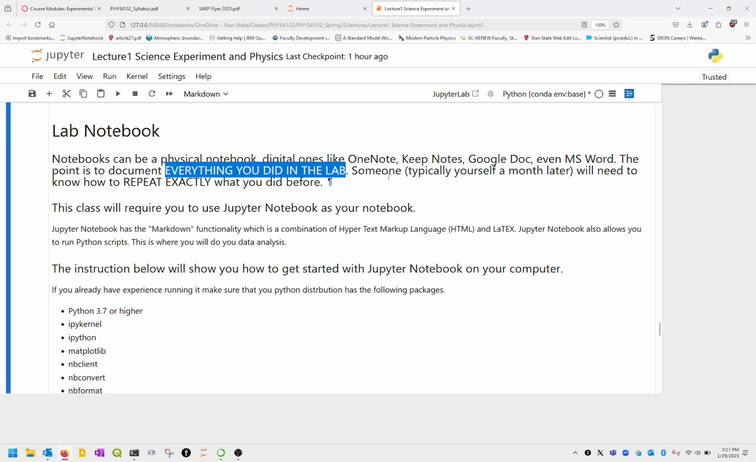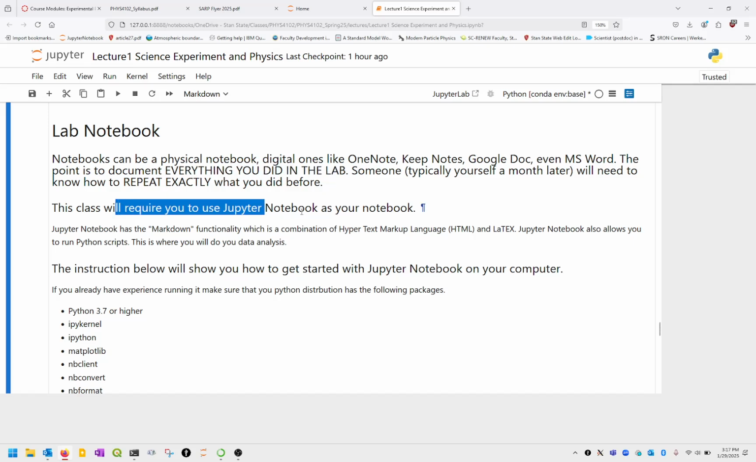So knowing how to keep a notebook, whatever format it is in, wherever you end up working, you have to follow what they tell you to do. And so in this class, I'm going to tell you to use Jupyter Notebook because, as I mentioned, you're going to be taking notes as you do the lab, and you're writing down the steps you're doing.